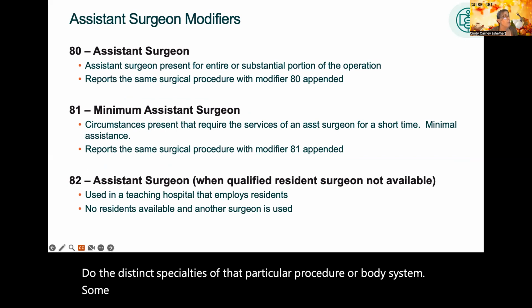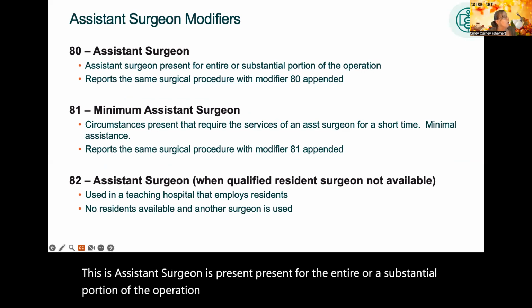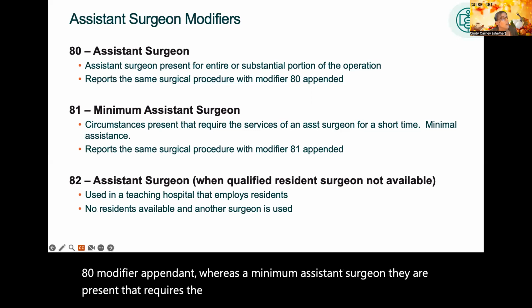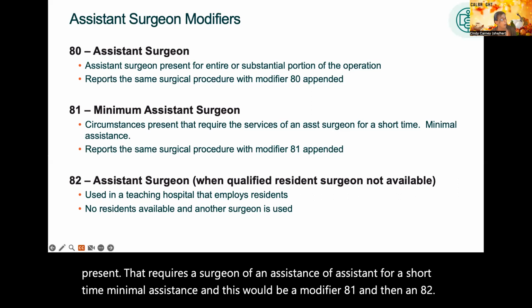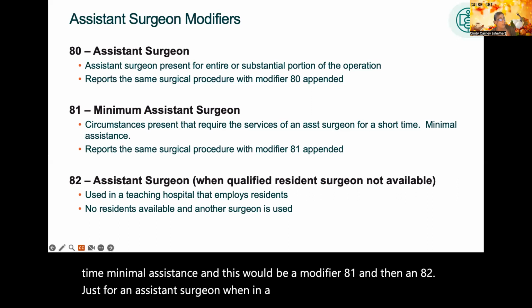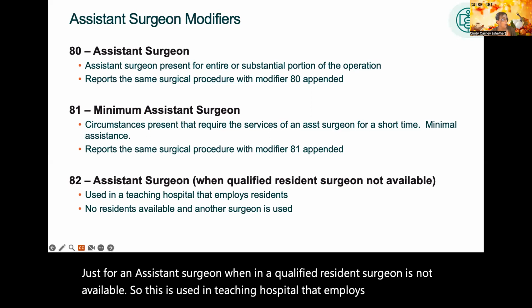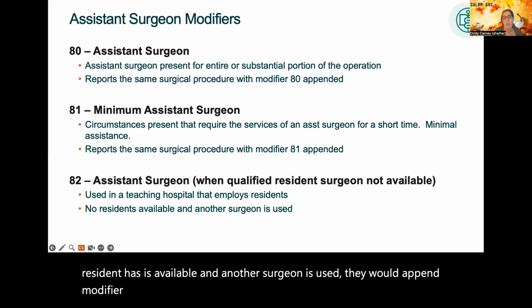Some assistant surgeon modifiers. We have an 80 for assistant surgeon. This is where the assistant surgeon is present for the entire or a substantial portion of the operation. They report the same surgical procedure with an 80 modifier appended. Whereas a minimum assistant surgeon, where they are present and the surgeon requires an assistant for a short time, minimal assistance, this would be a modifier 81. And then an 82 is for an assistant surgeon when a qualified resident surgeon is not available. So this is used in a teaching hospital that employs residents. No resident is available and another surgeon is used. They would append modifier 82.